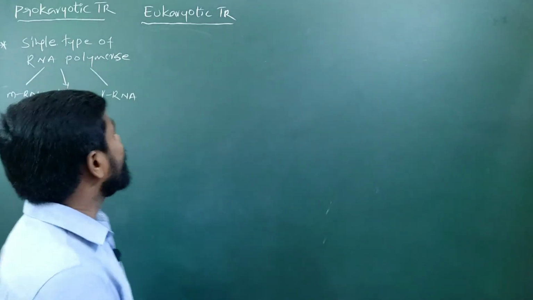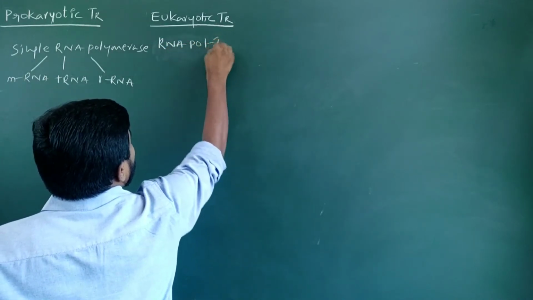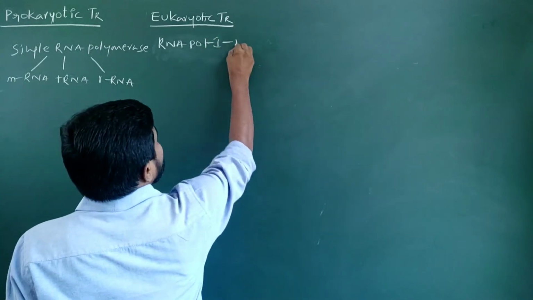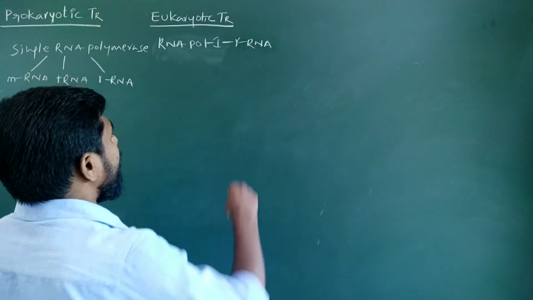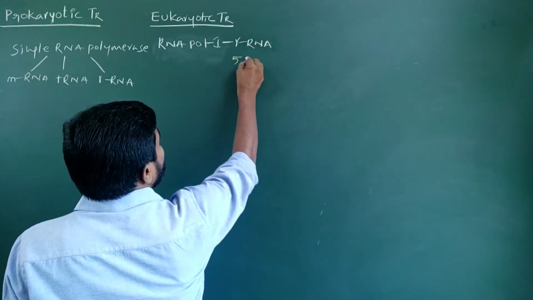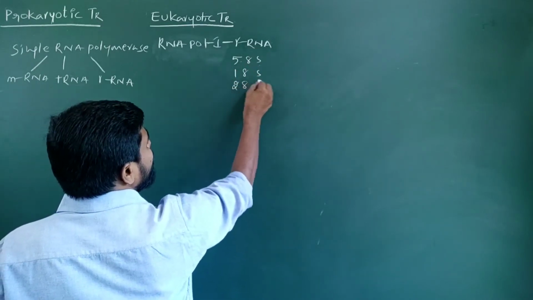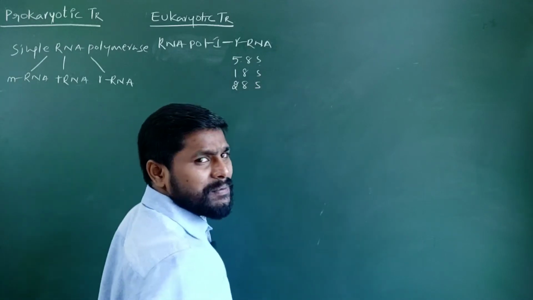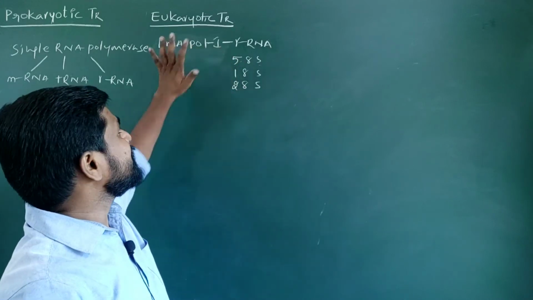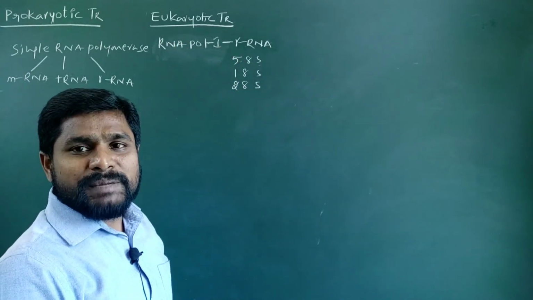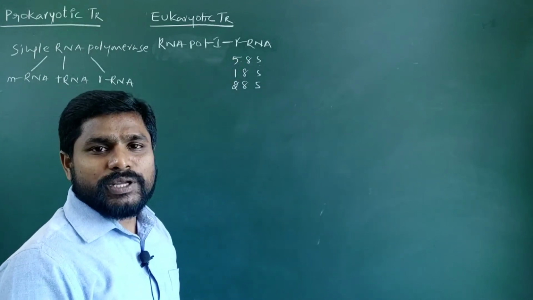Those are: RNA polymerase 1 is a type of RNA polymerase which transcribes rRNA molecules. It particularly transcribes rRNA molecules such as 5.8S rRNA, 18S rRNA and 28S rRNA molecules. Here you can remember the types of rRNA molecules transcribed by RNA pol 1 by remembering the number 8 in all these three types of rRNA molecules.